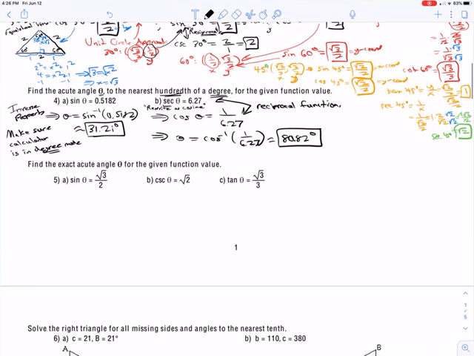Now, problem number 5, these should be quick and easy. Make a little note. Exact angles, these are our special angles. All right, these are our 30, 45, 60 degree angles. All right, we should know the sine of theta. If square root of 3 over 2, right, we should know that theta holds a value of 60 degrees on this one. Right, this is the y coordinate at 60 degrees on the unit circle.